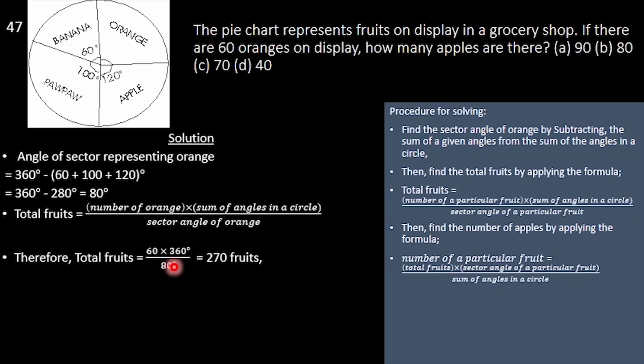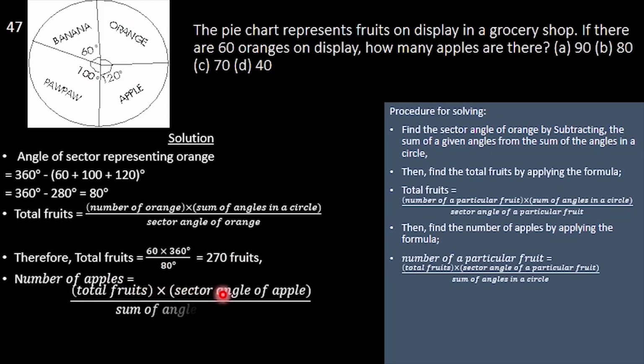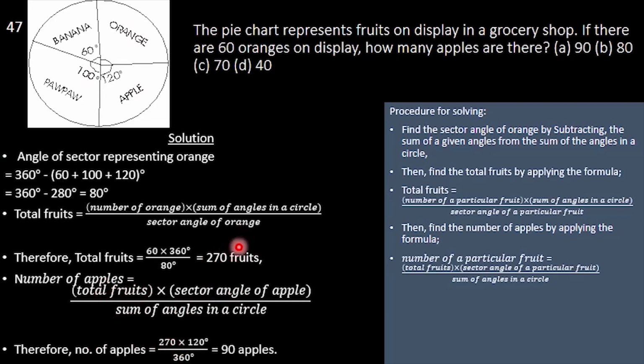The number of apples is equal to total fruits times sector angle of apple divided by sum of angles in a circle. Therefore, number of apples is equal to the total fruit, we have 270 fruits, times sector angle of apple, we have 120 degrees, divided by 360 degrees, which is the sum of angles in a circle. When you multiply these two together and divide this by 360 degrees, we have 90 apples.